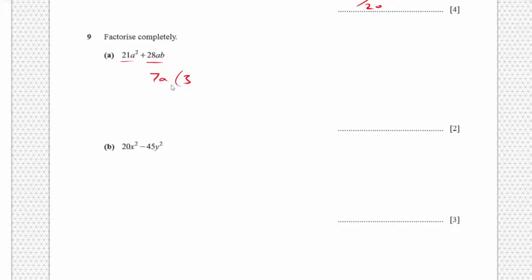So we already have an a outside, but there's another a there. It's a squared, right? So we write that a again. Now 7 3s are 21. A times a is a squared. That's figured out. Plus the second part, 7 times 4 gives you 28. A is already there. We don't have to write that again because it's not a square, and we need to write b. So that is 7a, 3a plus 4b.